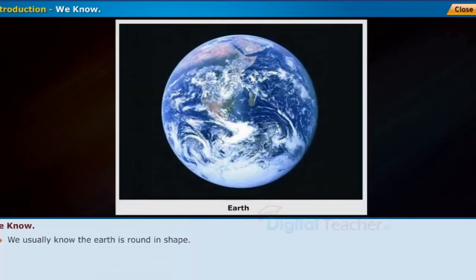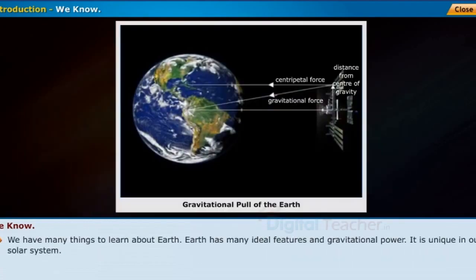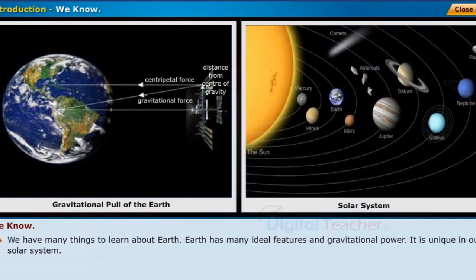Introduction. We usually know the Earth is round in shape. We find different things on the Earth, and there are many living beings on the Earth. The globe resembles the shape of the Earth. We have many things to learn about Earth. Earth has many ideal features and gravitational power. It is unique in our solar system.